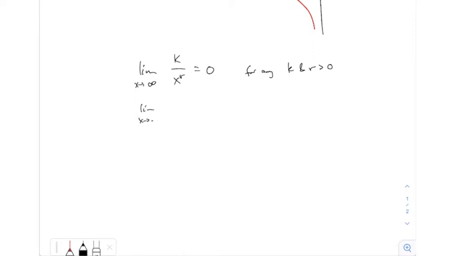So this is x going to minus infinity. Although this time you're not allowed to have fractions in the exponent, because a negative number to a fractional exponent is not always a real number. Like negative 1 to the 1/2 is an imaginary number. So this is for any k and r, an integer, a positive integer. And I think that was the last thing I wrote last time. A positive integer. Right? This is a very, very basic limit as x goes to infinity.